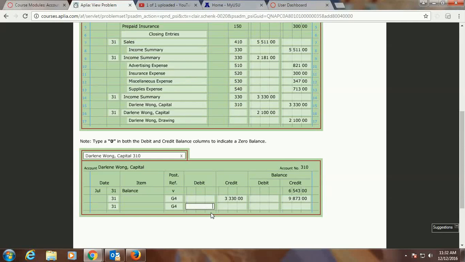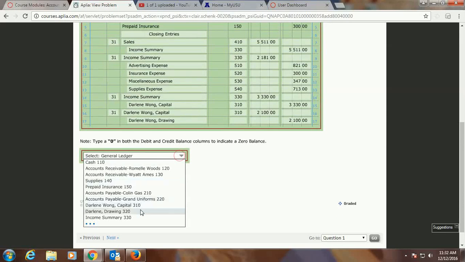Looks like it's a debit of 2,100, and that gives me a new balance. So I take the 9,873 minus 2,100. It gives me a new balance of 7,730, which is my new capital balance. And then 310 is my post reference in there. So that will carry over into the next fiscal period, so we'll actually show what the owner has.